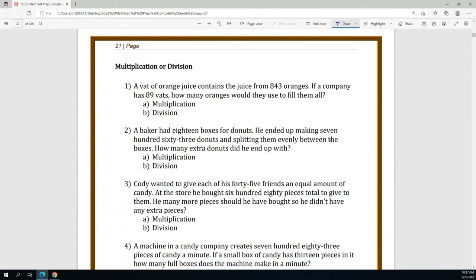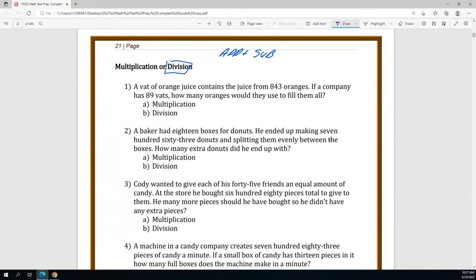Multiplication or division. Multiplication and division can be quite confusing for most students. They can hear the difference between addition and subtraction, but sometimes when it comes to multiplication and division, there can be differences or confusions. I'll start off with division, because I think this is the easier of the two to explain.